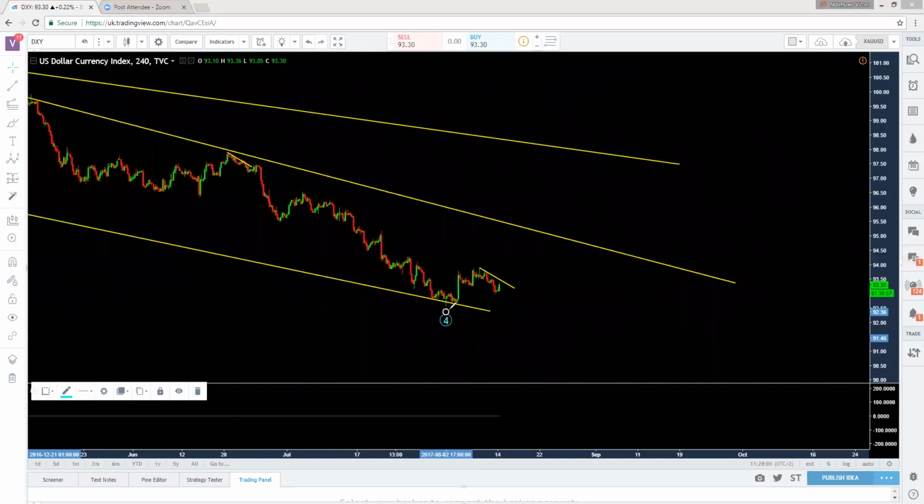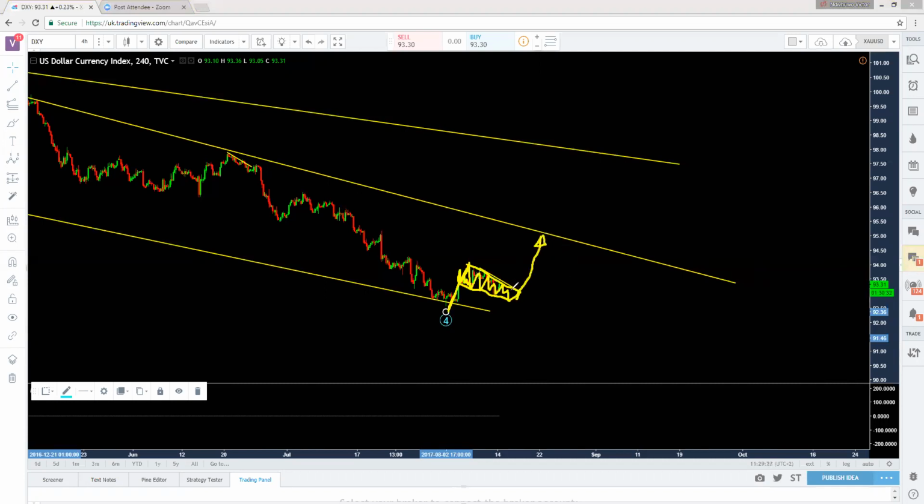So we had the impulse move and this correction in the lower degree. Basically this whole thing is forming a correction. Basically what we had here is an impulse and this correction. So the dollar index looks like we may be pushing higher on the breakout of this correction. So we'll see what price action we get after this.